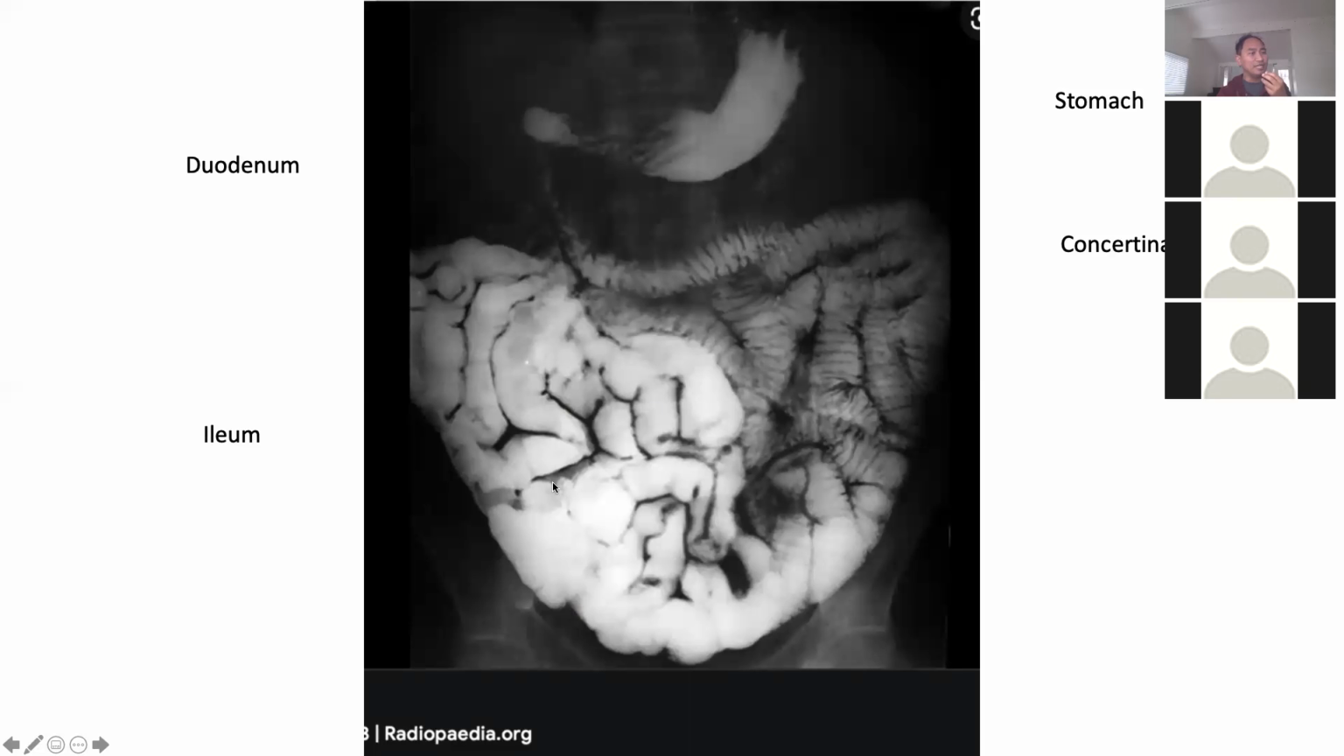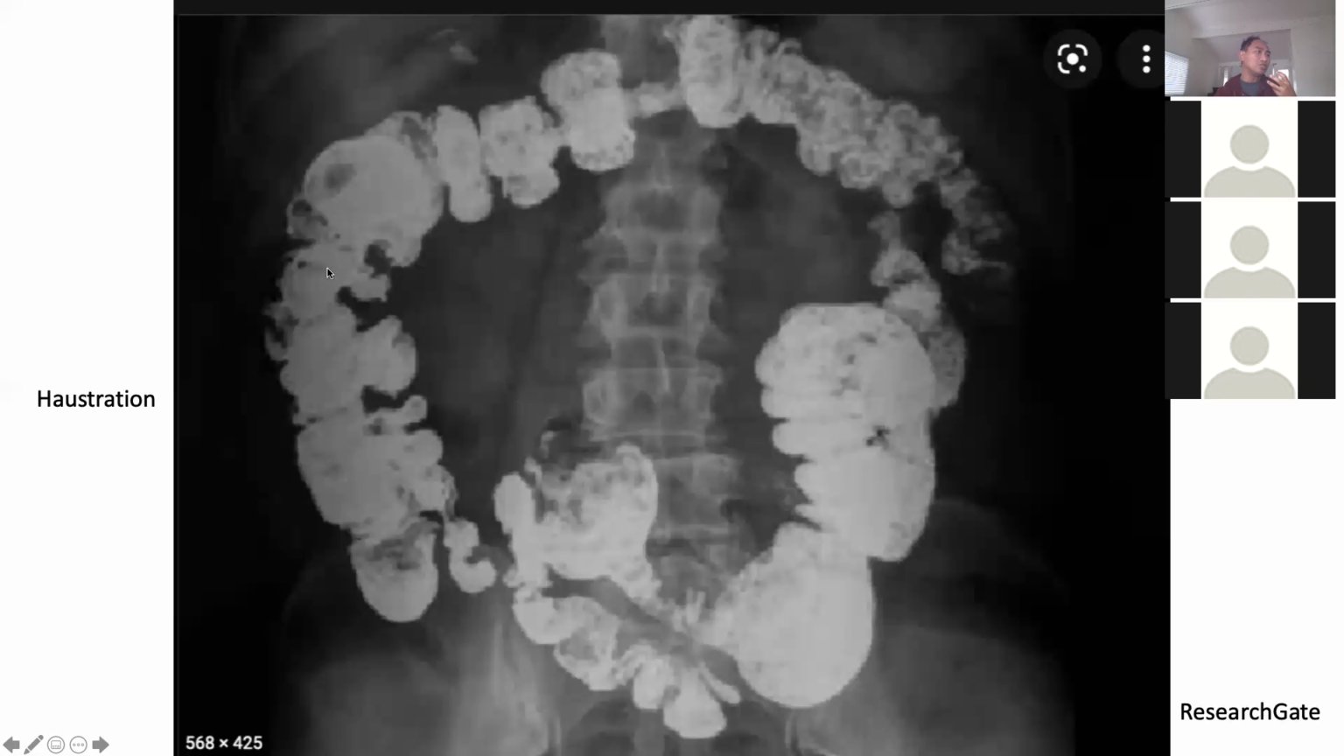jejunum, ileum. The characteristics of each segment: the jejunum has the concertina effect, and the ileum is characterless, there is no character at all. And the large bowel, the ascending, transverse, and descending colon, have boom, boom, boom, the haustration. That is what you can see here.